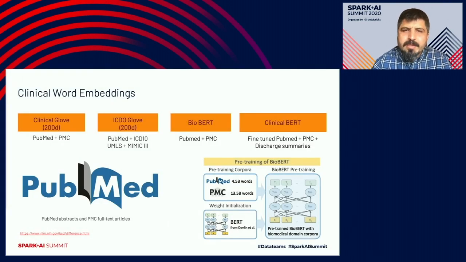And on the clinical side, we have the following word embeddings. Clinical GloVe, which we trained using the PubMed and PMC databases. And we have our own enriched clinical embeddings, which we call ICD10 GloVe. And we have two types of BERT, clinical BERT and BioBERT. Actually, we have six variants of clinical and BioBERT in Spark NLP at the moment.